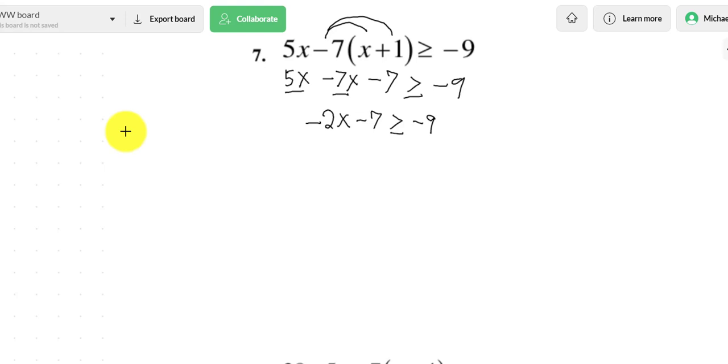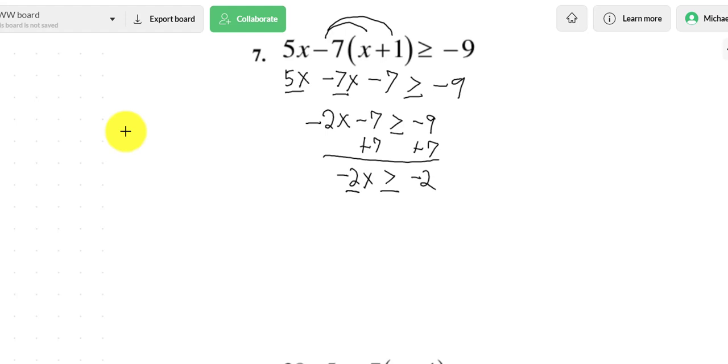Now, to get rid of this negative 7, because the goal here is to get x on one side and constants or numbers on one side, I add 7 to both sides, so I'm left with negative 2x, right, because this equals 0, is greater than or equal to, let's see, negative 9 plus 7 is negative 2.